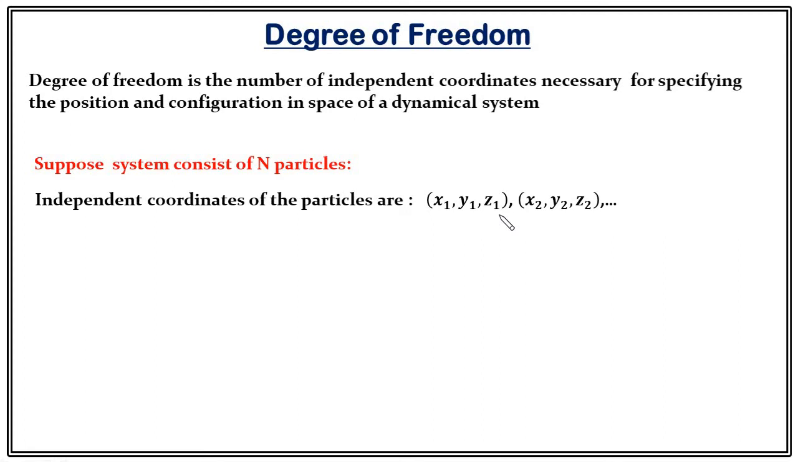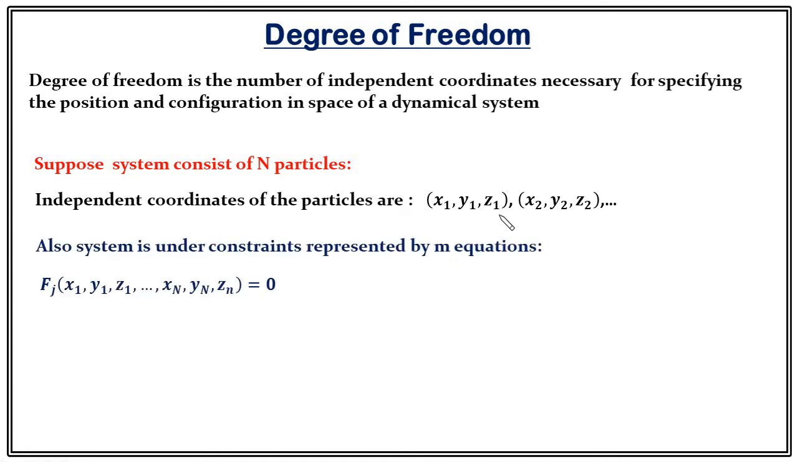So in a generalized sense, the number of independent coordinates which we need to specify the position of a particle is what we are denoting here: x1, y1 and z1 for particle 1, x2, y2, z2 for particle 2 and so on. Okay. Now suppose there are m constraints and they are represented by an equation. In one example we have seen where the particle was moving in a circle and there the constraint was represented by the equation x square plus y square equals a constant. In a similar manner, suppose your system has m constraints. So what will happen?